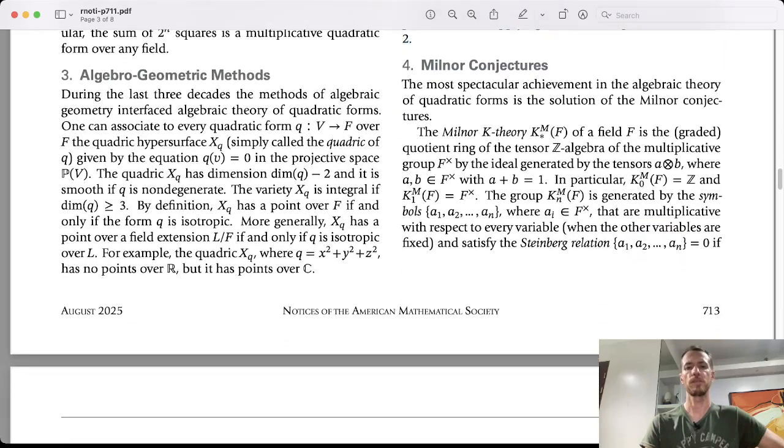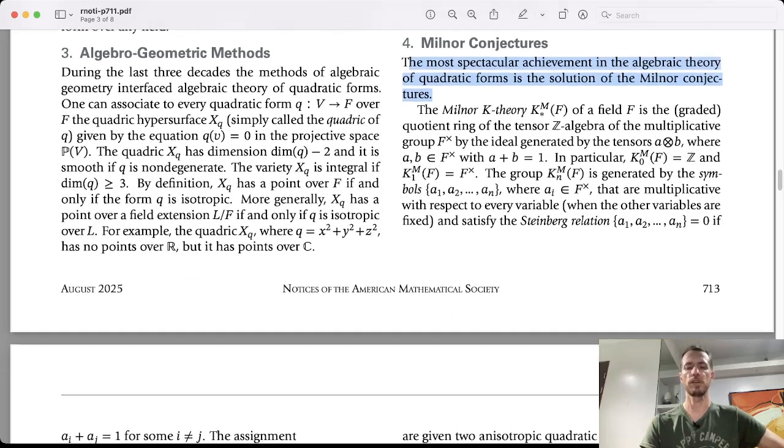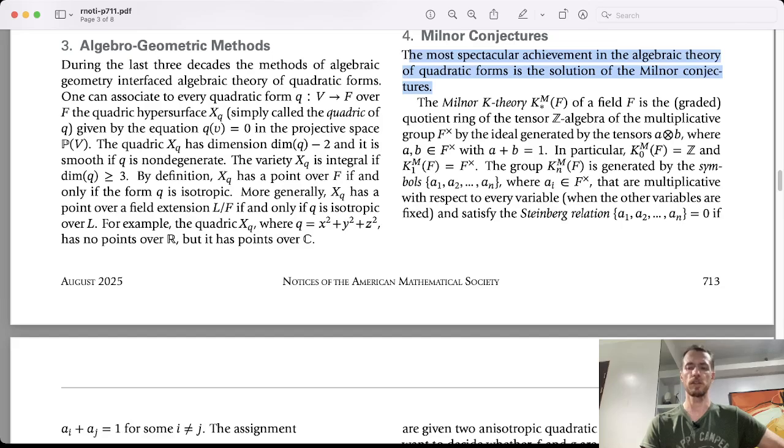Milnor conjectures. The most spectacular achievement in the algebraic theory of quadratic forms is the solution of the Milnor conjectures. Now, this is totally over my head, but I do know that these Milnor conjectures are a very big deal and have been talked about quite a bit in the 21st century.